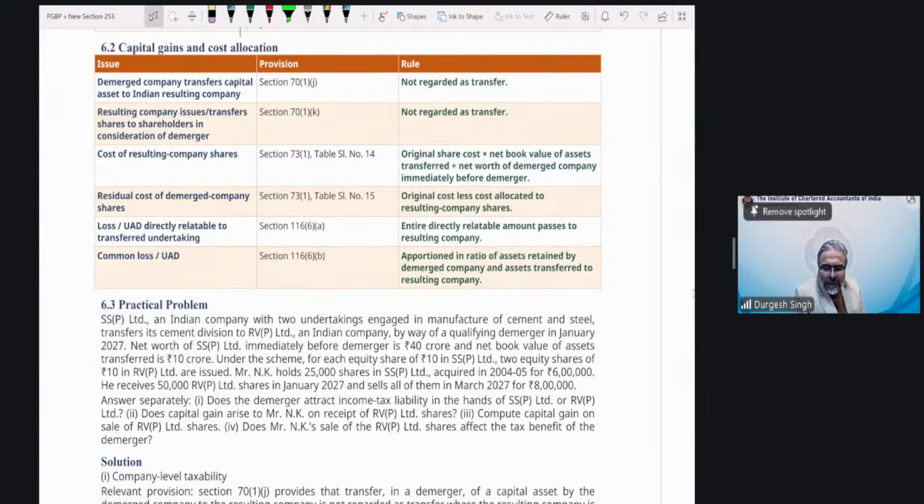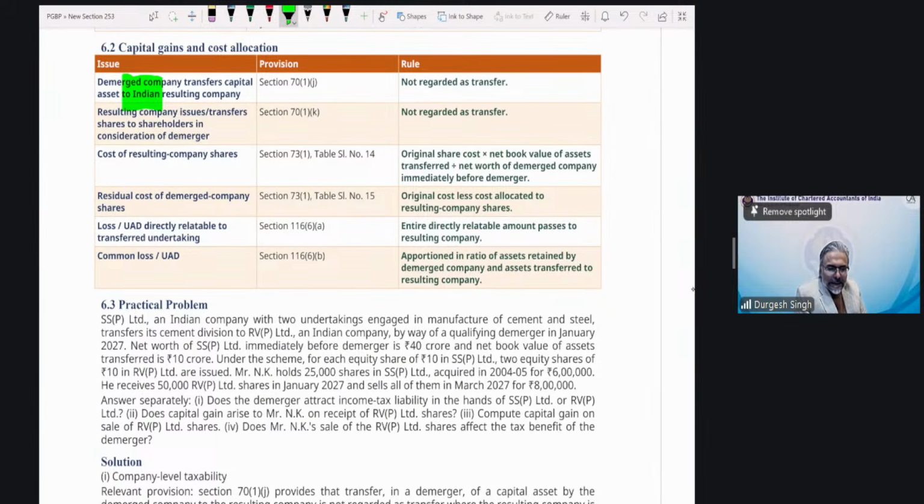Provision is 71J. Is it a transfer? No. So it's only one condition in this case. What is the condition, students? Indian resulting company. Did you notice this particular part? It was Indian resulting company.